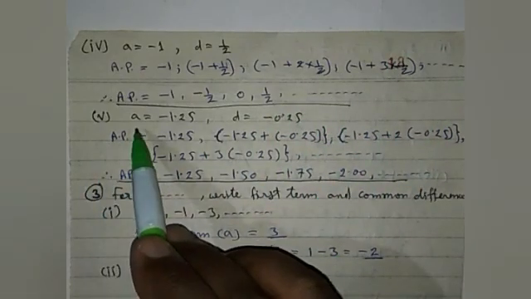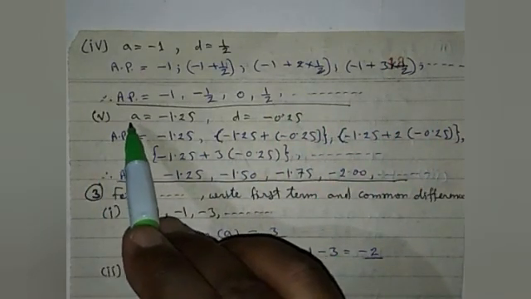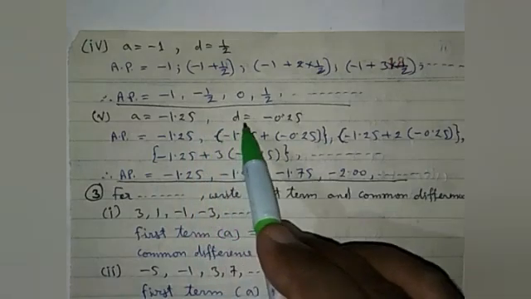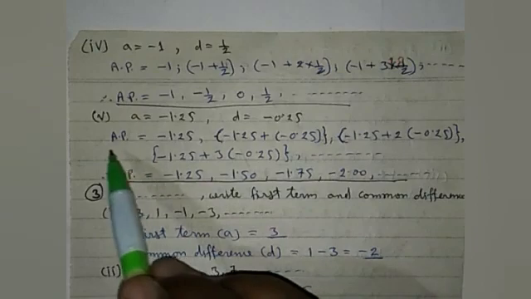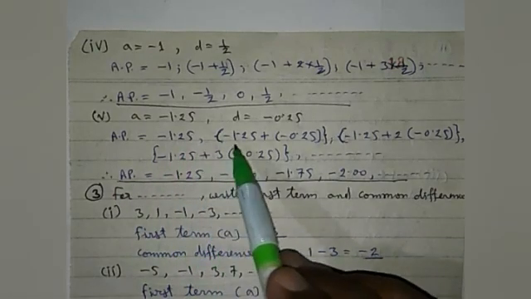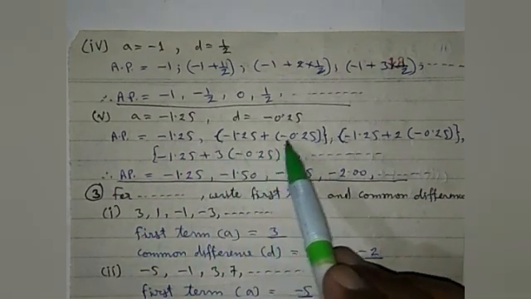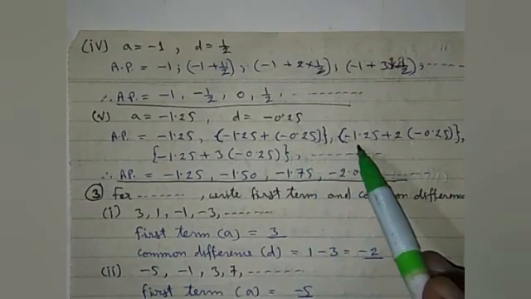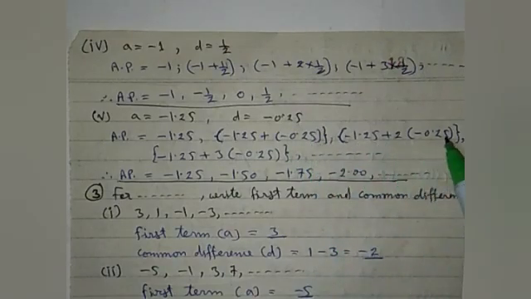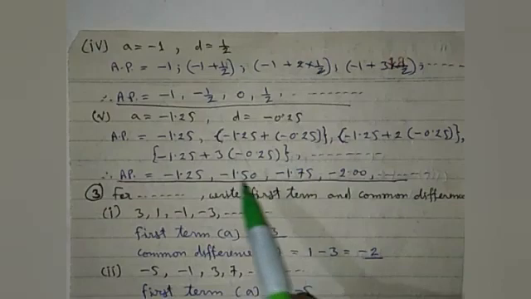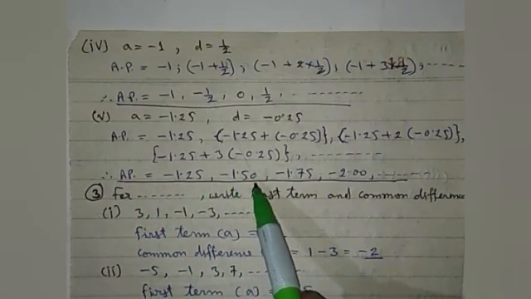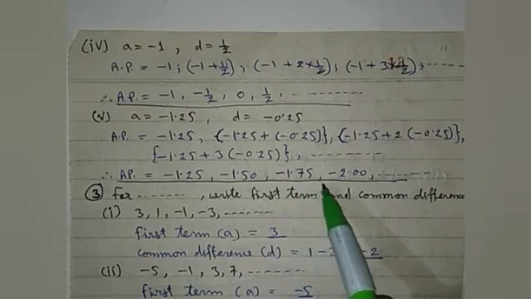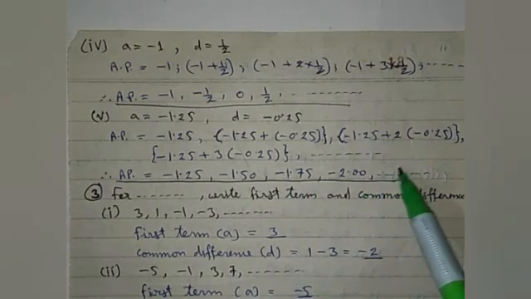In fifth part, the first term is A equal to minus 1.25 and common difference D is minus 0.25. So here the AP will be minus 1.25, then minus 1.25 plus minus 0.25, then minus 1.25 plus 2 into 0.25. So it will be here minus 1.25, then minus 1.50, then minus 1.75, then minus 2.00.